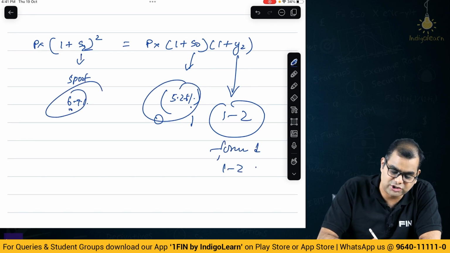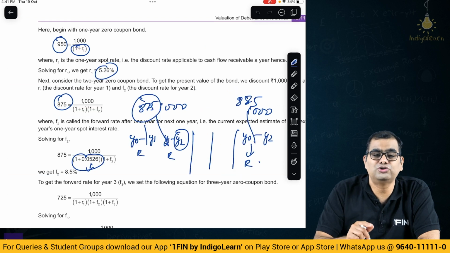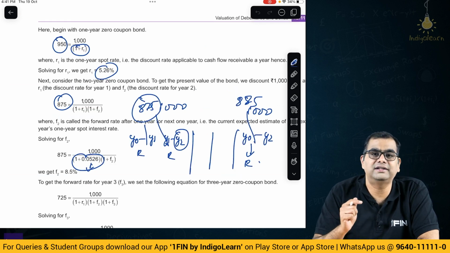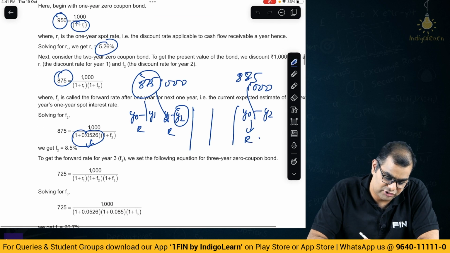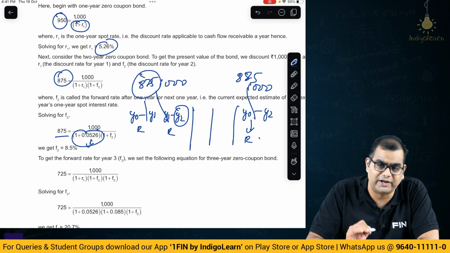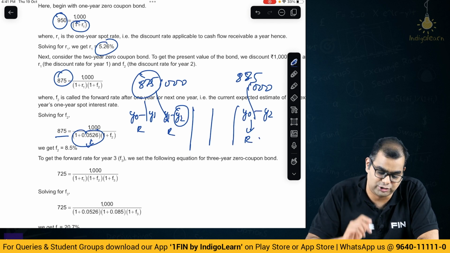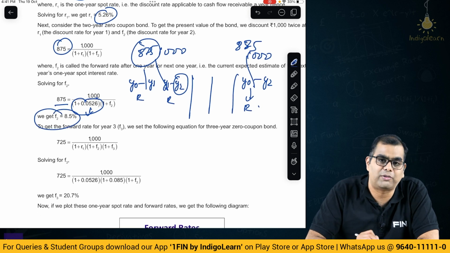You use 2 interest rates to figure out the third interest rate. So, you use the 0 to 2 rate and the 0 to 1 rate to arrive at the 1 to 2 rate. That is what we have done. So, you see here what have we done? 875 is equal to 1000 by 1.0526 into 1 plus F2. F2 is the forward rate from year 1 to year 2. So, you get F2 as 8.5%.